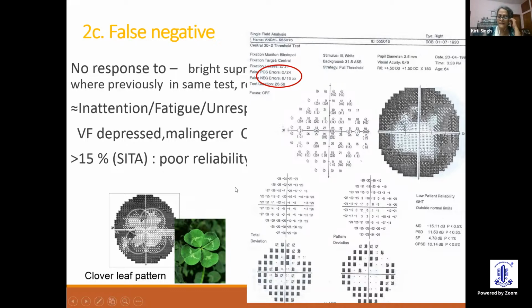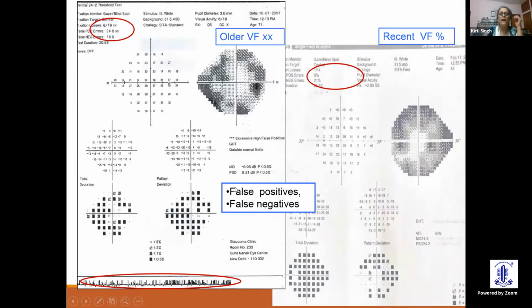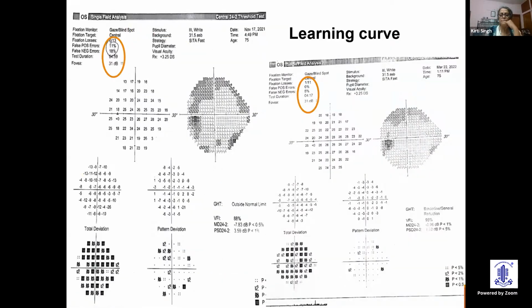Again, this is a very favorite question. I'm repeating this: the older visual field will have the X's, the new one will have the percentage. And if you can see here, a lot of blinking responses are there, lots of false positives are there. So again, this field, by both the fixation losses and by the gaze tracking, is not reliable. All right. So we've talked about the reliability.